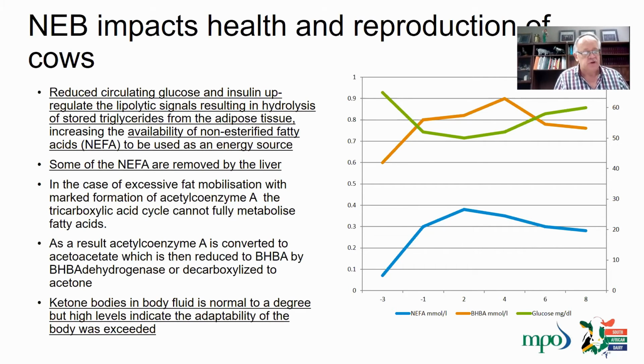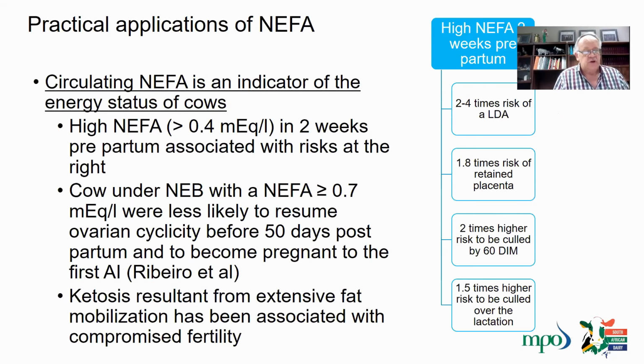And then getting back to the question earlier, when do you intervene? I'll show you now the numbers that you need to look at. If you look at the circulating NEFAs, that's an indicator, the practical application of NEFAs. The non-esterified fatty acids are an indicator of the energy status of the cow. High NEFA, more than 0.4 milliequivalents per liter in the 2 weeks prepartum, can be associated with risk.